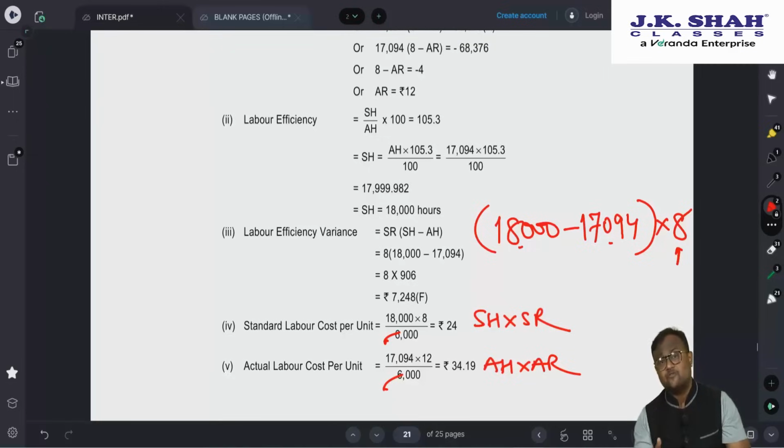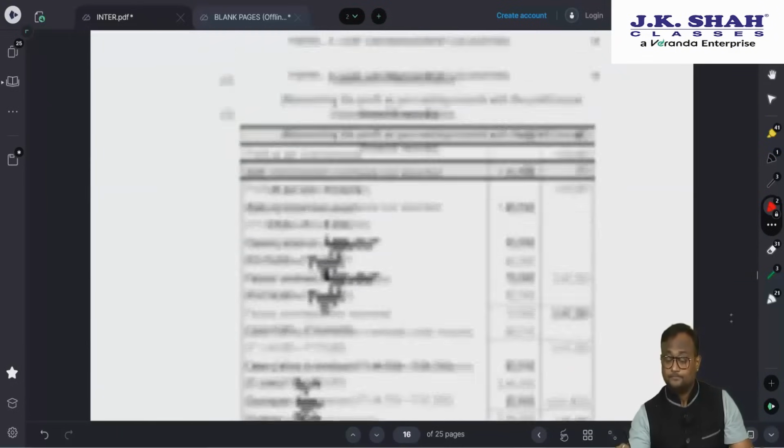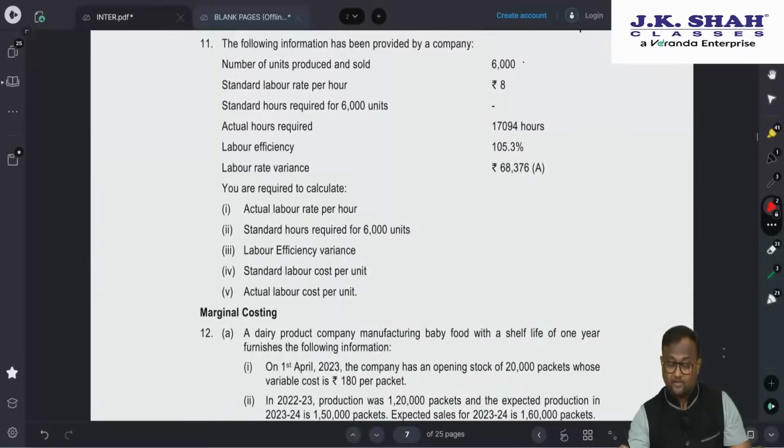Rate variance was adverse, that means something bad has happened. Something bad happens when your actual rate is more than your standard rate. So, your actual rate is more, standard is less. So, standard minus actual, when you do, your answer is negative. Accordingly, you have got the answer. So, that was your standard costing question number 11.